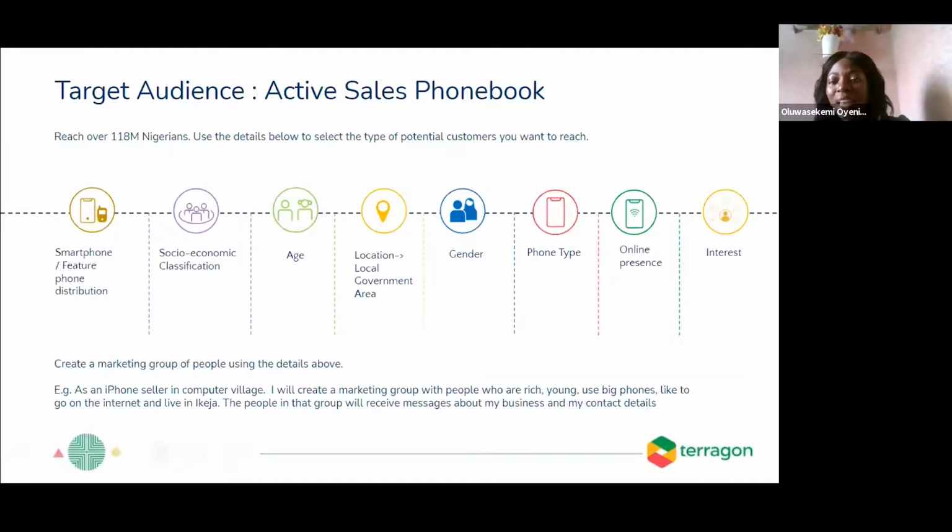I mentioned something earlier about target audience. Now imagine the power of getting insights about your customers. I kid you not, from as little as your customer's phone number, if you come on board Active Sales, you'll be able to see things like what kind of phones they are using, what socioeconomic classification they are, whether they are high income earners, middle or low, what their age range is, where they stay in terms of local government and whatnot, what their gender is, and what things they are interested in. These kinds of things can give you a lot of insights and power your business.